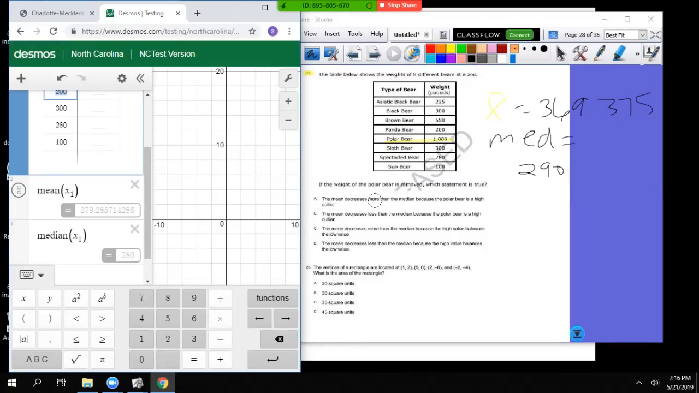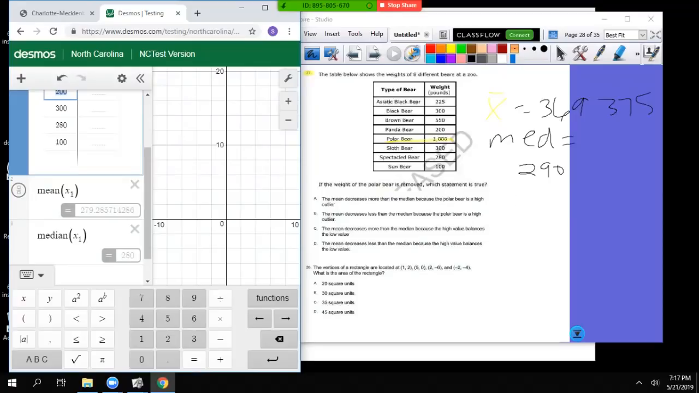So the mean decreases more than the median because the polar bear is a high outlier. Well, did the mean decrease? First of all, let's check if that's true. Original 369, augmented 279. Did it decrease? Yes, it did decrease. Did it decrease more than the median? Well, the median was 290 in the original data, and it was 280 in the augmented data. So how many points did that actually change? Well, that changed 10 points. So the mean did decrease more than the median.